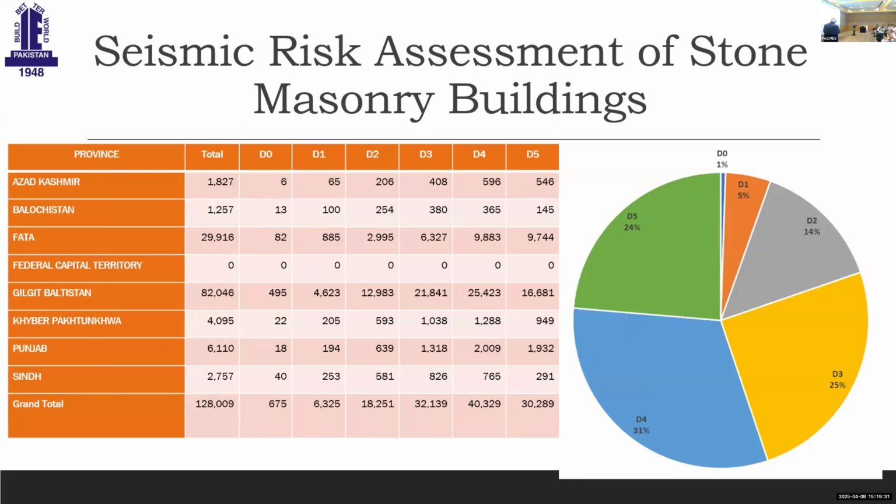And then based on the analysis that I've shown here, this is the damage probability matrix in different regions of Pakistan: Azad Jammu and Kashmir, Balochistan, the Federally Administered Tribal Areas, Islamabad Federal Capital Territory, Gilgit-Baltistan, Khyber Pakhtunkhwa, Punjab, Sindh, and the grand total here. You can see the total buildings at risk are 128,000 buildings, and this shows the proportion. And then obviously D5 is about 30,000.